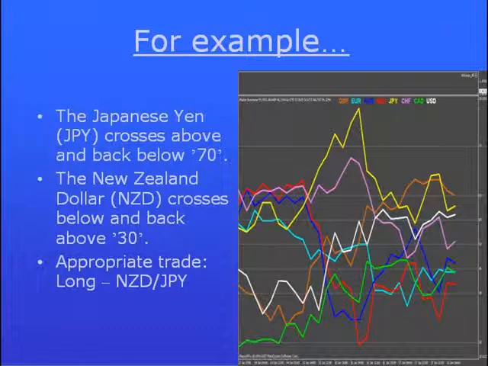For example, on the following chart we can see the Japanese yen, or yellow line, crosses above and back below 70, indicating an appropriate time to sell short the yen. The New Zealand dollar, or red line, crosses below and back above the 30 level. Therefore, the appropriate trade of going long the Kiwi and shorting the yen would give us a trade of the long Kiwi-yen pair.